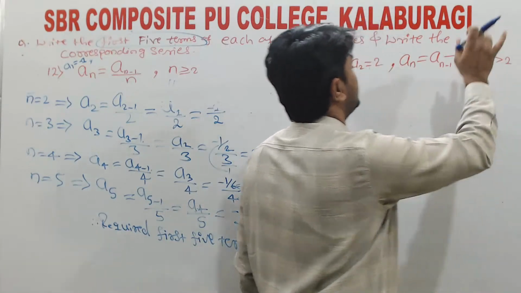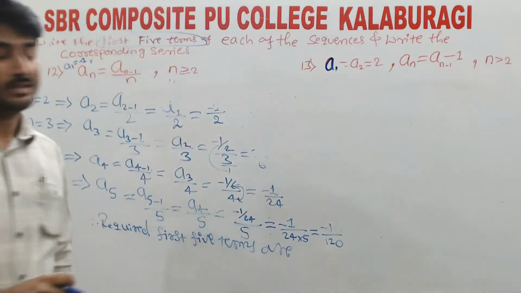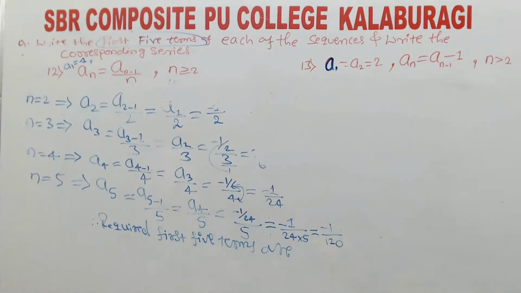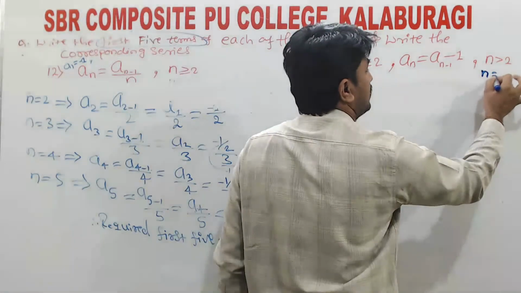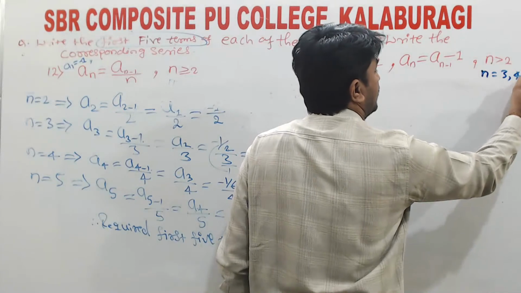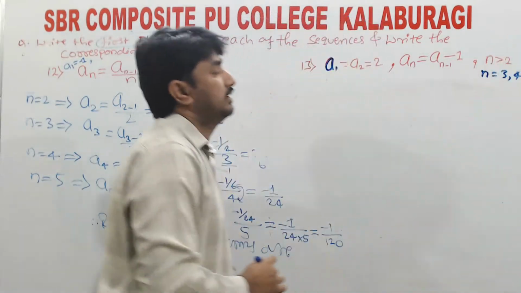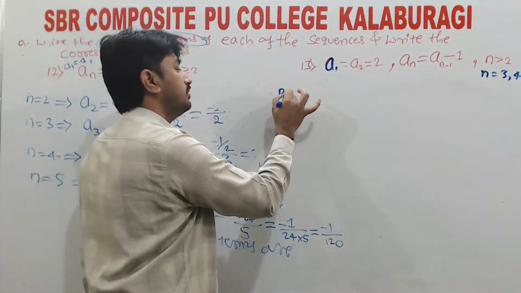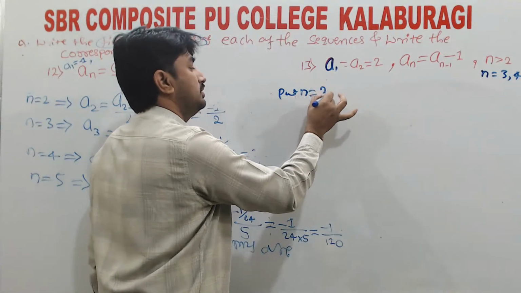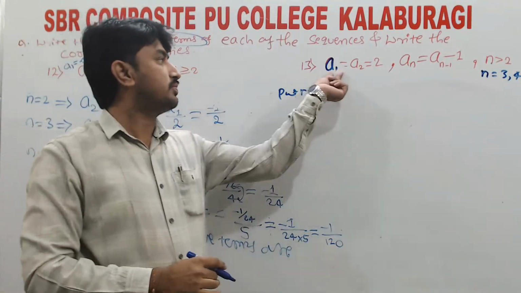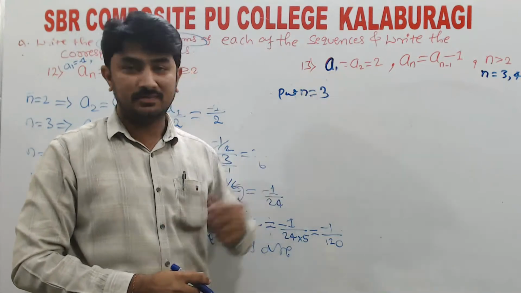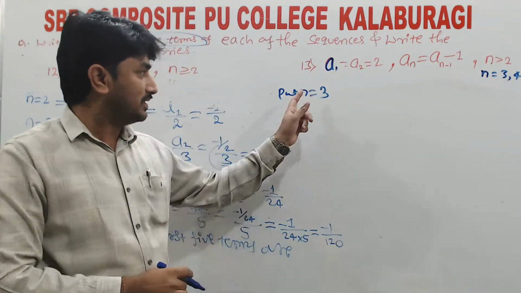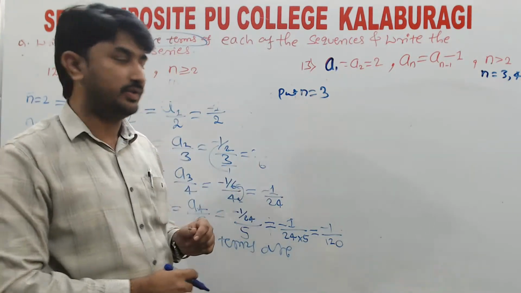It is not an accurate condition. n greater than 2 is the correct condition, I think. It means I am taking n equal to 3, 4 and 5. Put n equal to 3 first. Already we know the first term value and second term value. We have to find directly the third term value.